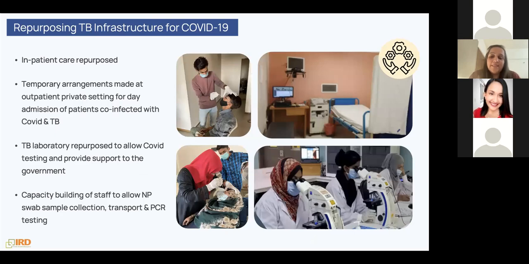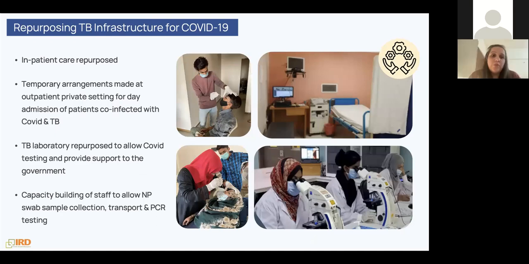Obviously, going hand in hand with all of this case detection and screening was patient care. So what we did was that we repurposed our existing TB infrastructure to provide care for TB and COVID. Inpatient care was repurposed. We made temporary arrangements at our outpatient facility for day admissions of co-infected patients that needed critical care. Our lab was repurposed to allow COVID testing and support, especially to the government, and to manage the high volumes of tests that were coming in.